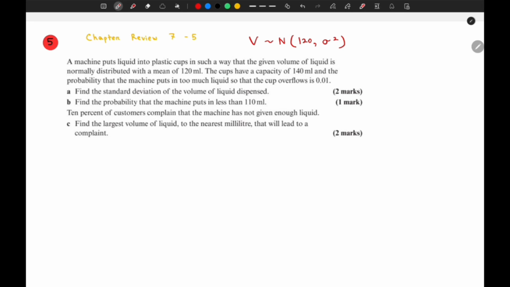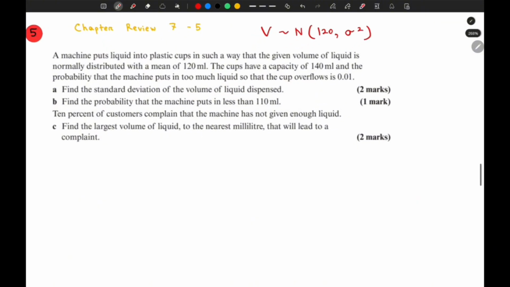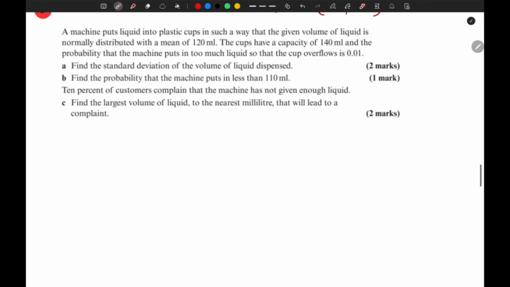But we know that the cups have a capacity of 140 milliliters, and the probability that the machine puts in too much liquid so that the cup overflows is 0.01. Now, in the first part, we need to find out the standard deviation. So the probability for the volume to be greater than 140 milliliters is equal to 0.01, since overflowing will occur if the volume is greater than the capacity of the cup, which is 140 milliliters.